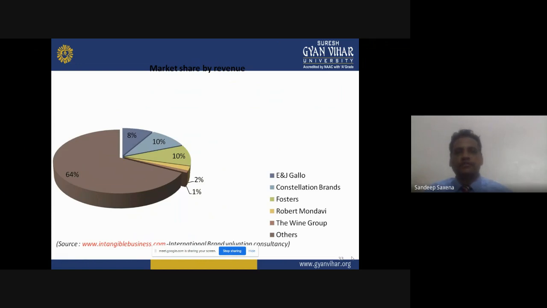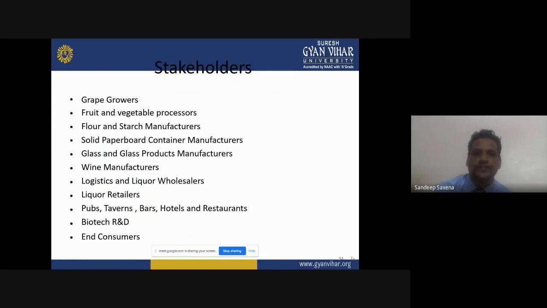Market share by revenue: E&J Gallo is 8%. The Constellation brand is 10%. Foster's is about 10%. And Robert Mondavi is 2 to 1%. The Wine Group is 64 and the other is 64. So this is the market share by revenue of the wine industry.